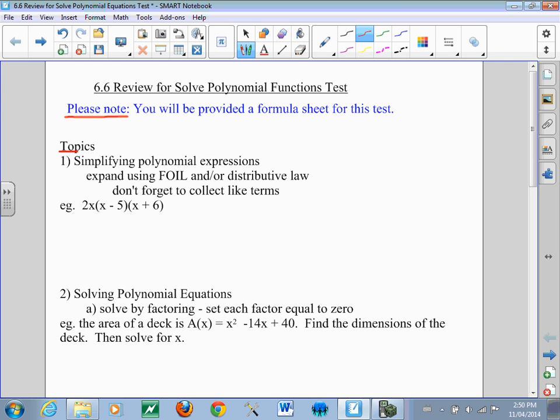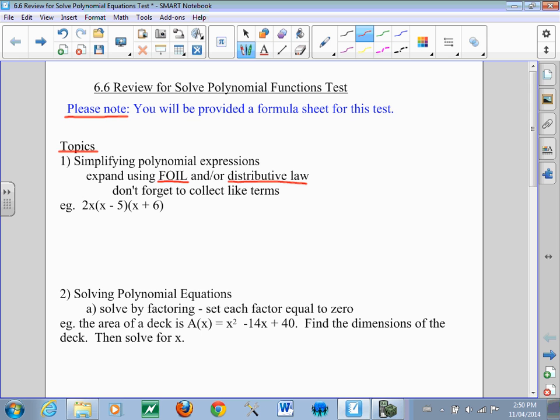Let's go over the topics, ladies and gentlemen, from the unit. First of all, we took a look at simplifying polynomial expressions. So you're either expanding using FOIL, that's when you've got two binomials, the first, outside, inside, last, or distributive law, which tells you whatever's out front of a bracket gets multiplied by every term inside the brackets. And don't forget to collect like terms.